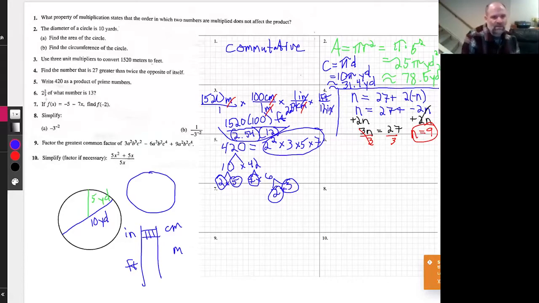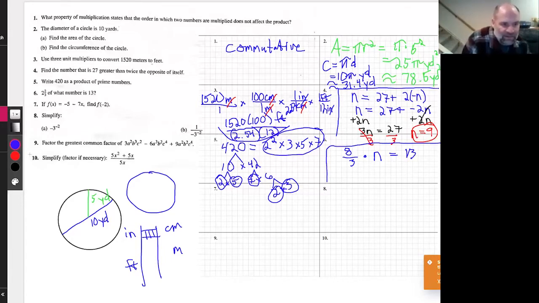Okay, number 6, 2 2/3 of what number is 13? So first step, translate. 2 2/3. Well, remember, we don't like mixed numbers, so we're going to change this to an improper fraction. 2 2/3 is what? 3 times 2 is 6, plus 2 is 8/3. And how do you say of in math? That is multiply. And then what number? Let's use a variable n. Is equals, and 13 is 13.